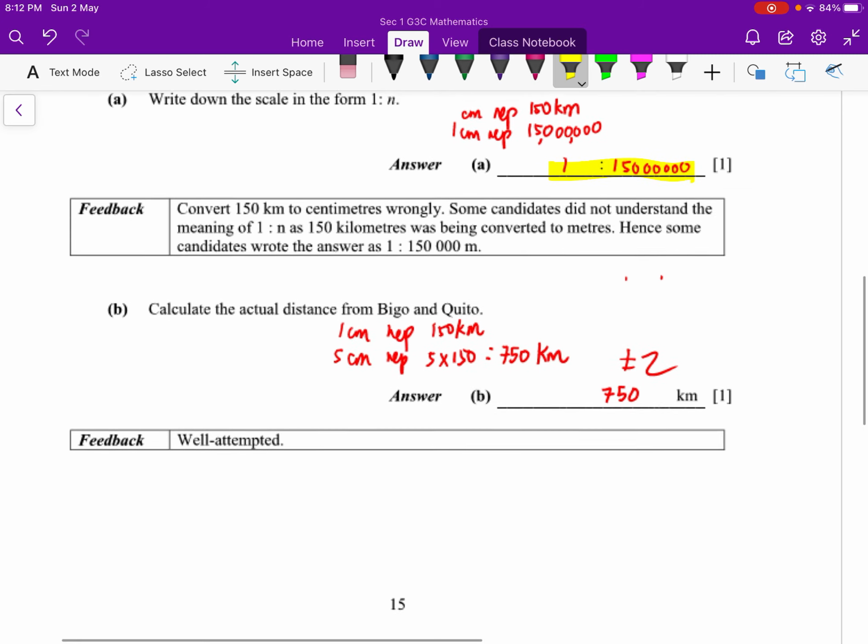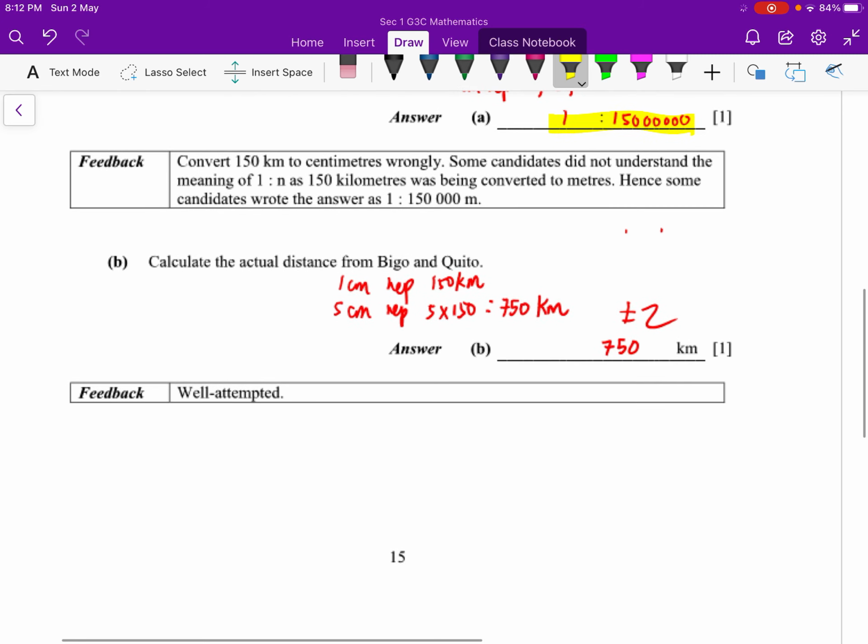Then next, calculate the actual distance. If you manage to get the scale correct, you shouldn't have a problem with this. The other way is by using the original scale given. 1 cm represents 150 km. So on your paper, you have 5 cm. It will then represent 750 kilometers.